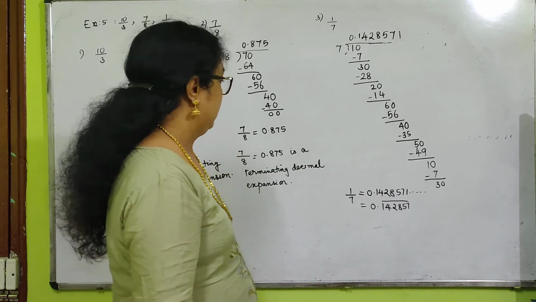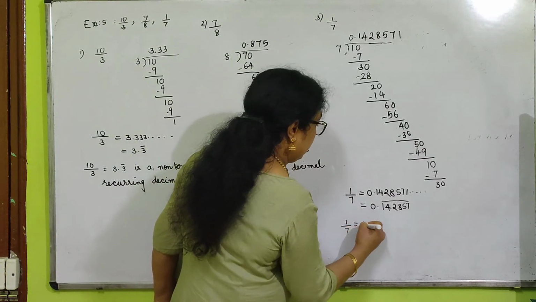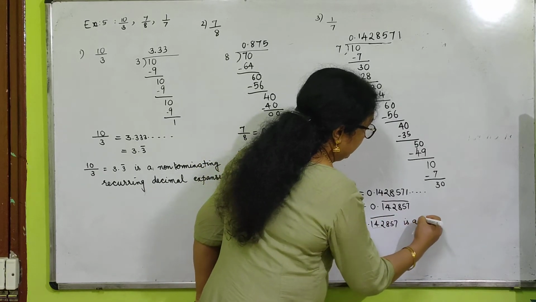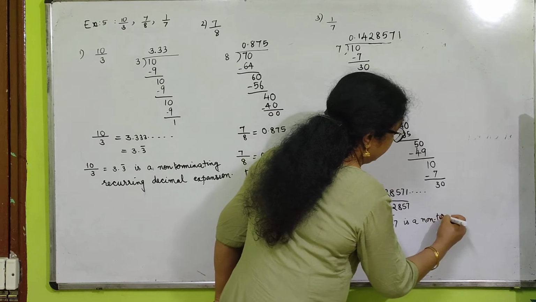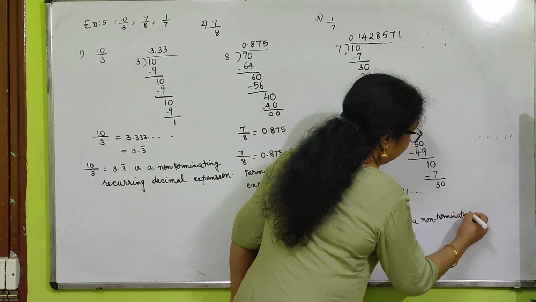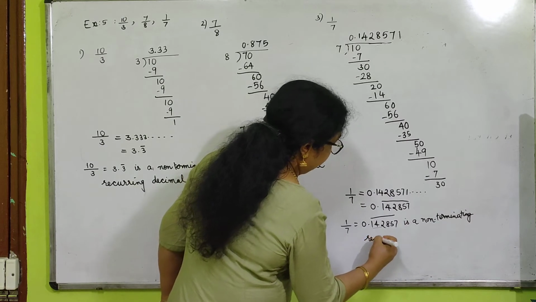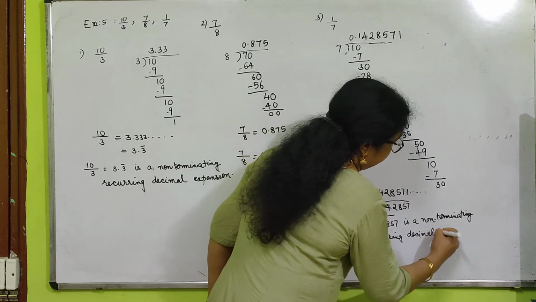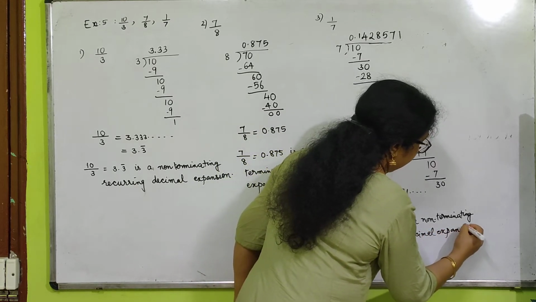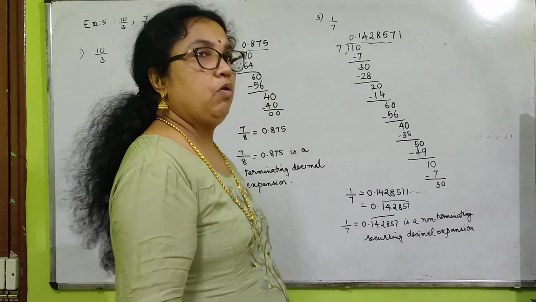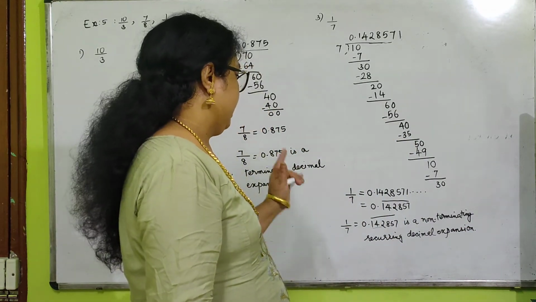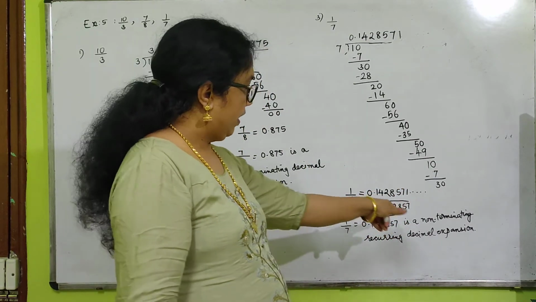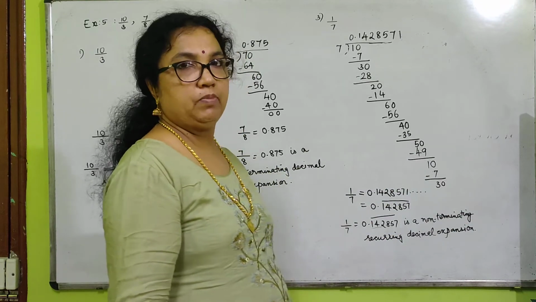So which type is it? 1 by 7 equal to 0.142857 is a non-terminating recurring decimal expansion. Otherwise you can write, if you are not writing the value, 1 by 7 has a non-terminating recurring decimal expansion, like that. If it is equal to the value, write with the equal sign, or write non-terminating recurring decimal expansion.